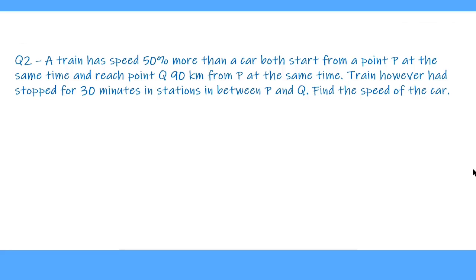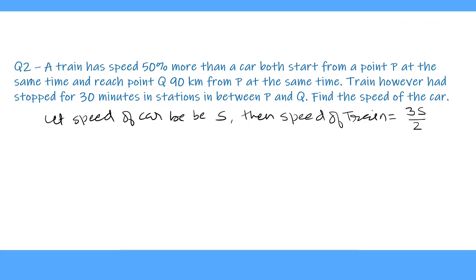So we solve like this. Let the speed of the car be S, then the speed of the train, which is 50% more than that of the car, is equal to 3s upon 2 or 1.5 s. Now as the speed of the train is more, it will take less time to reach the destination, but it had stopped for 30 minutes, which is equal to half an hour.